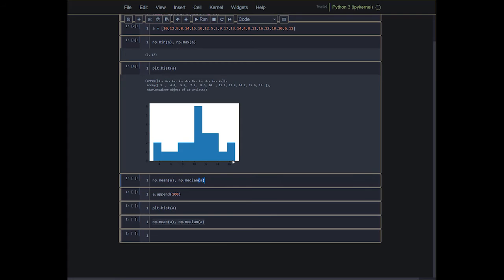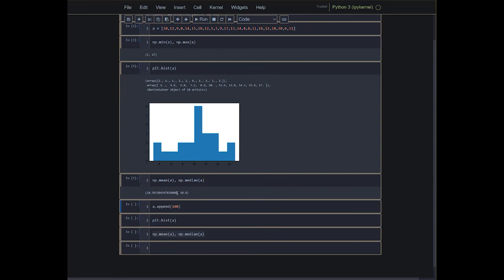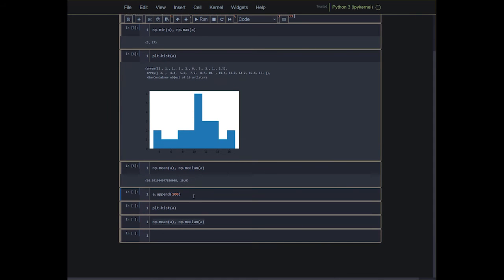Let's look at the mean and median value of this distribution. So the average value is 10.39 and the median is 10.0. That means the mean and the median are very close to each other, which is the case for normally distributed data. Let us append a very high data point. Let's say 100. So I'm appending 100 to list A.